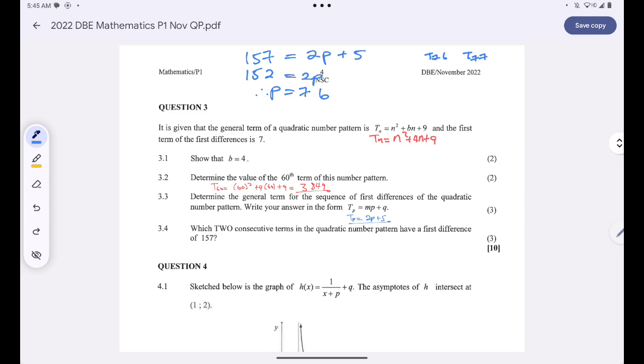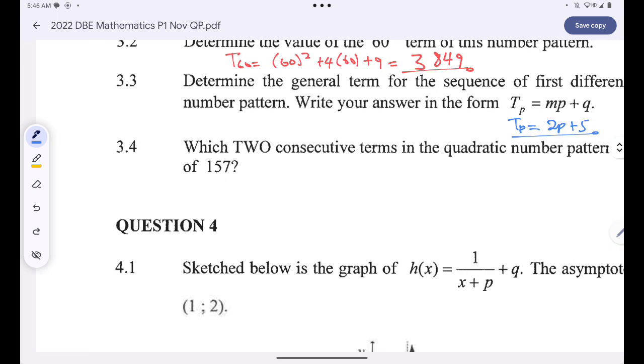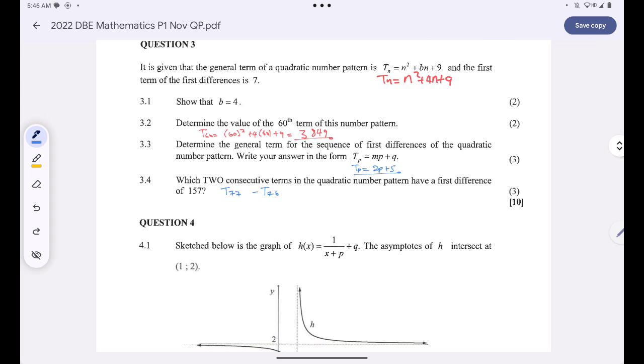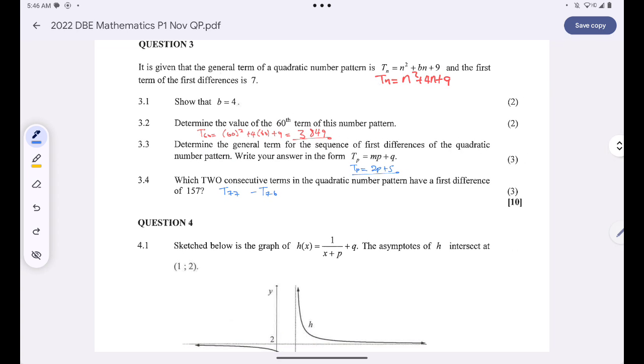So they said which two terms of the quadratic number pattern will have the difference of 157. That's T77 minus T76. Alright, together. So that's how you could have answered that question. And it's T77 of this quadratic number pattern and T76 of that pattern as well.